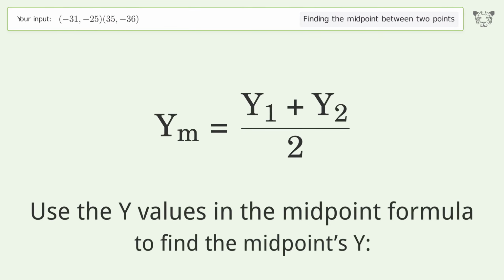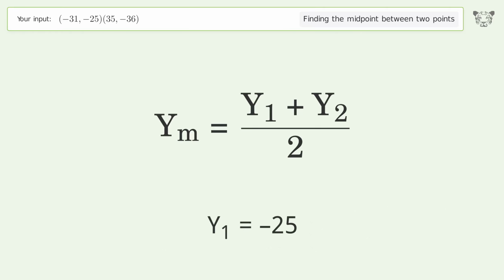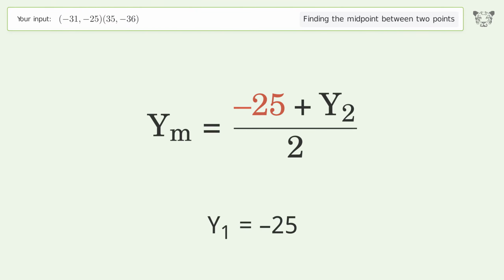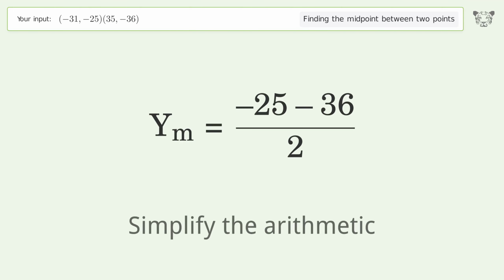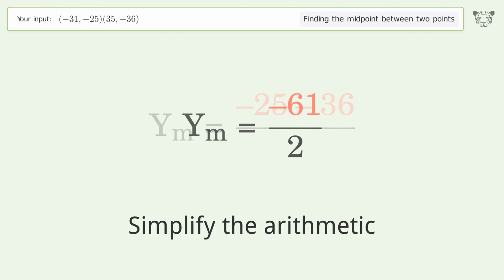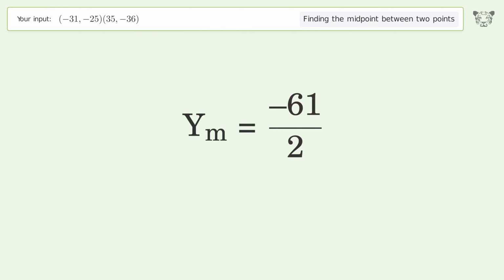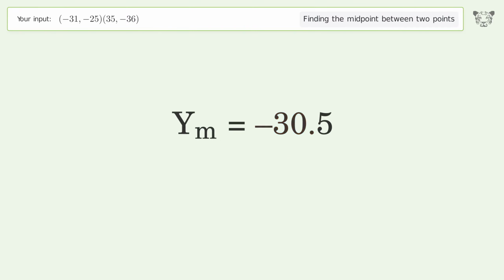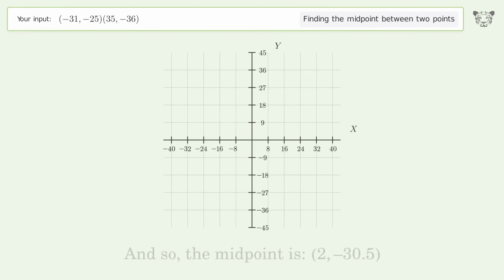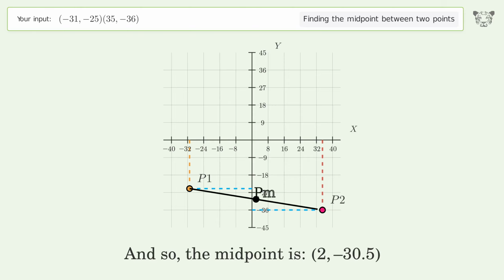Use the y values in the midpoint formula to find the midpoint's y. y1 equals -25. y2 equals -36. Simplify the arithmetic. And so, the midpoint is 2, -30.5.